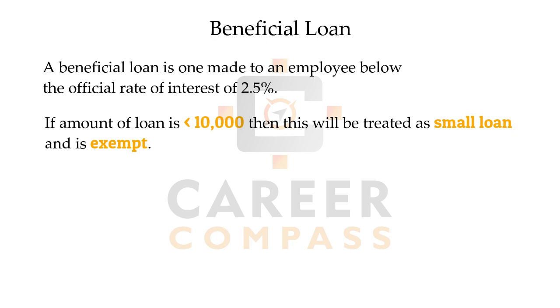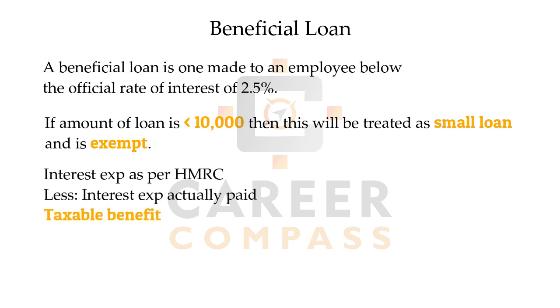So here we will talk about only loans which have a value of more than 10,000, and not only just that rule. Suppose the loan is 20,000 pound, then we have to see what the interest rate is. The interest rate should also be less than 2.5%. Then only the taxable benefit will arise. So students, if the employer gives the loan at 1%, then the taxable benefit will be the difference between 2.5%, which is the standard rate, and 1%. So we can say that the benefit will be at the rate of 1.5%.